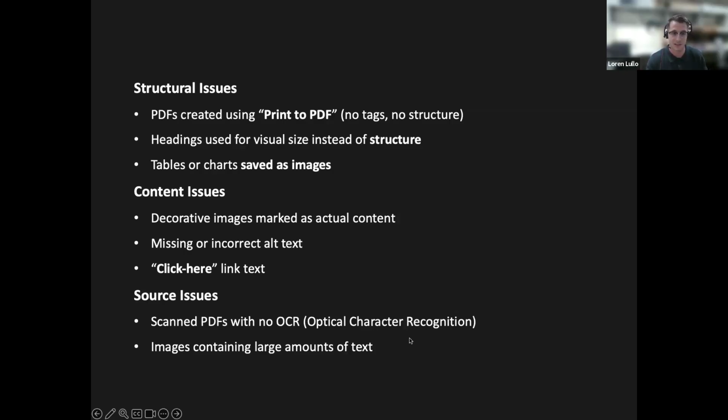And images containing large amounts of text. That one kind of goes without saying. It can be difficult even if you don't usually struggle with vision impairment.